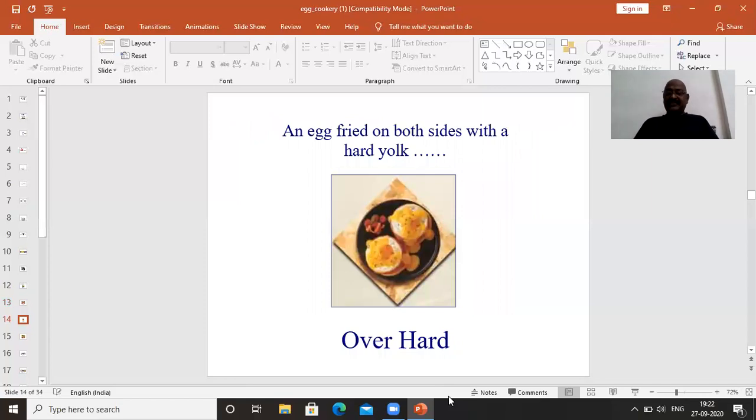And the over hard. The over hard means when you're frying the egg, the yolk should be cooked thoroughly. Egg white and egg yolk both cooked thoroughly, and there should not be any raw part. That's why it is called over hard.